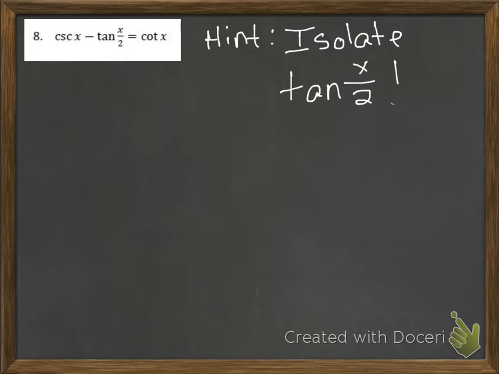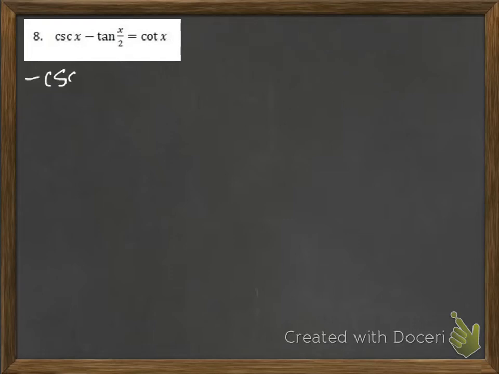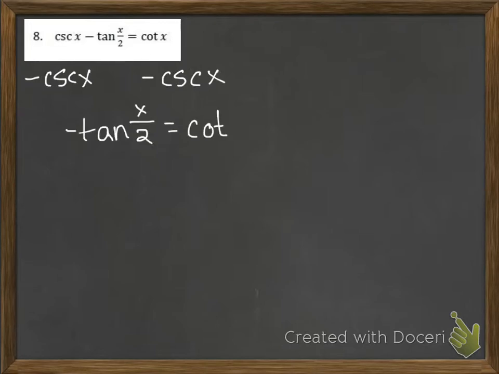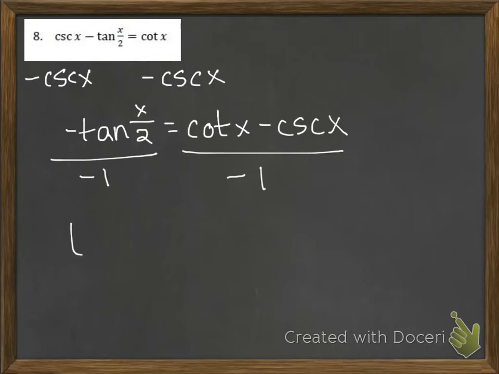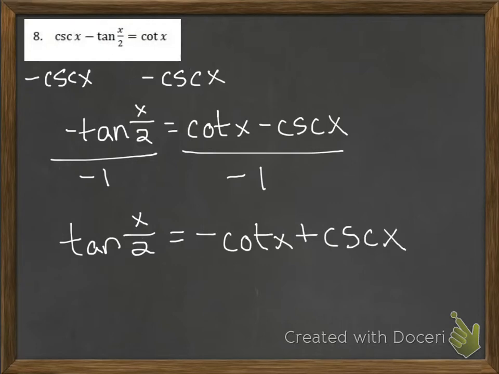So in order to isolate the tangent of x over 2, first we would want to subtract cosecant of x from both sides, and then divide both sides by -1. Now we can focus on manipulating the right-hand side to see if we can get it to turn into one of the half-angle formulas for tangent.